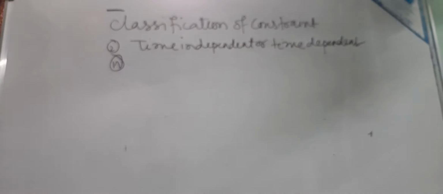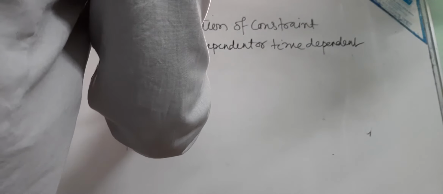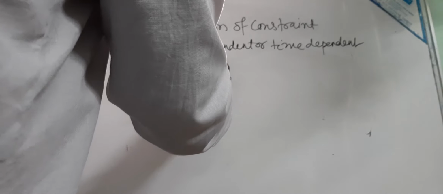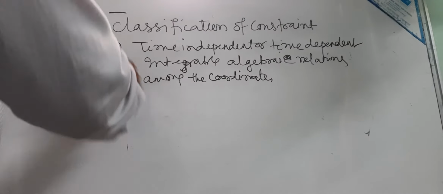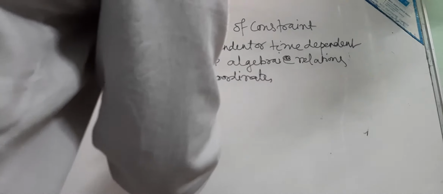Number two, these constraints are integrable algebraic relations among the coordinates. And number three, a constraint is either conservative or dissipative.